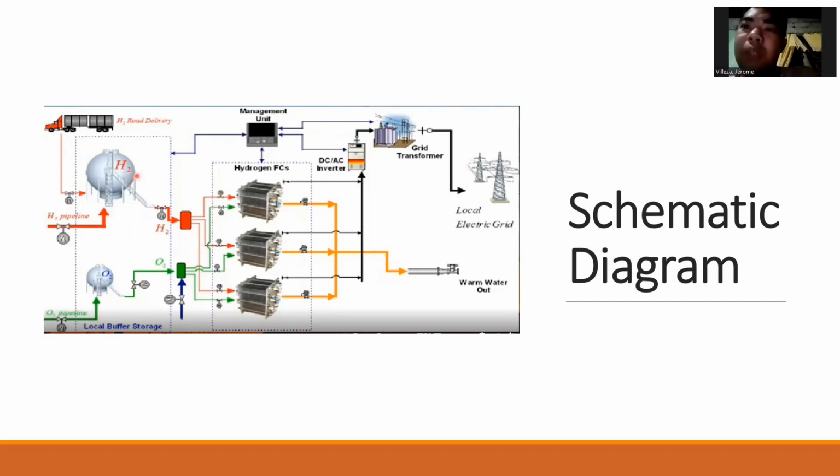FCs. Which is mag-produce naman papunta sa, magpo-produce sila para magkaroon ng warm water. Same with the management unit. Kaso naman, dito naman is magpo-produce naman sila ng electricity. Pupunta naman sila sa AC or DC inverter and then through the grid transformer papunta sa local electric grid. Then the hydrogen FCs, pwede rin sila mag-produce ng heat para mapunta rin sa AC DC inverter. And same as the management unit, mapupunta rin siya sa grid transformers which can power up the local electric grid.